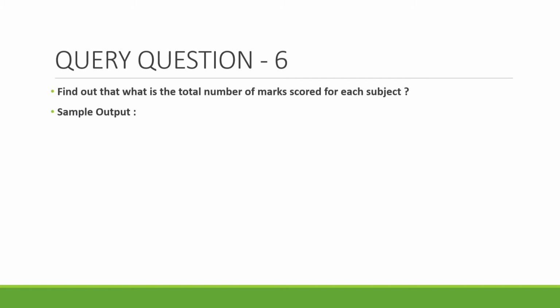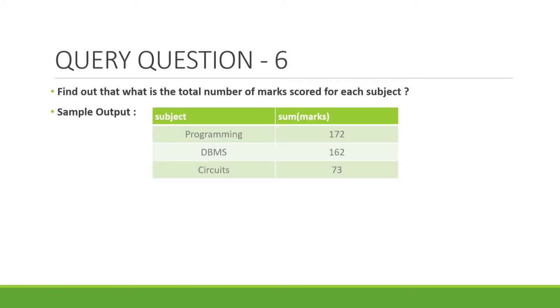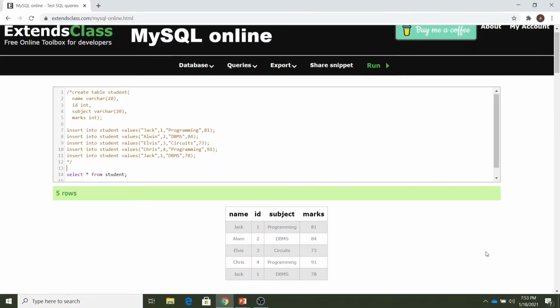Now, this will be the sample output. Programming will have 172 total marks, DBMS will have 162 marks, and similarly circuits will have 73 because only one student is enrolled in it. So let's talk about the query for this. Let's go to our online editor. I have already created the table that we just saw in the slide.